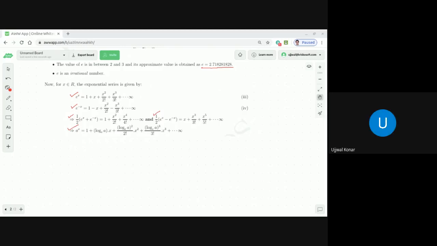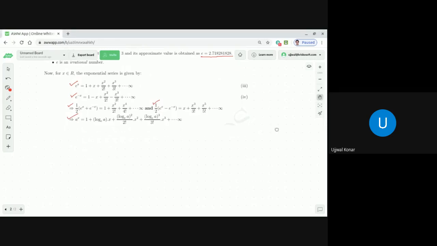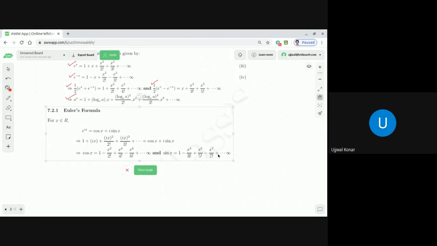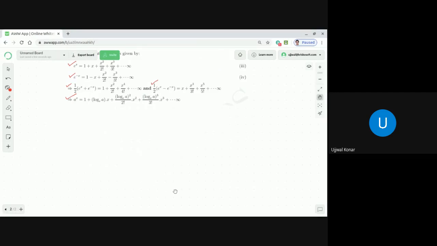Now, next, dear students, is Euler's formula. We will discuss it in detail when we discuss complex numbers. Today I just want you to remember this. Once we come to complex numbers, we will go back and discuss it in detail. I can tell you in brief: e power ix is equal to cos x plus i sin x. We will see it later.